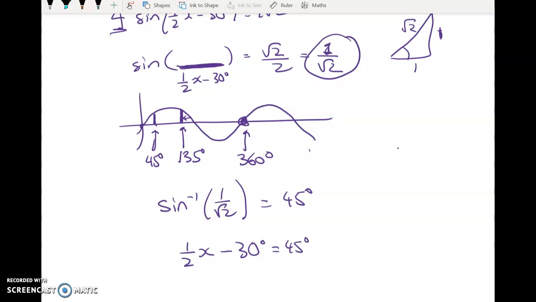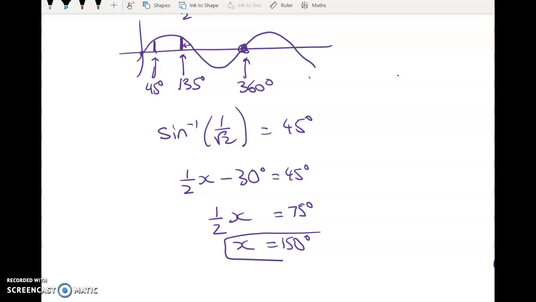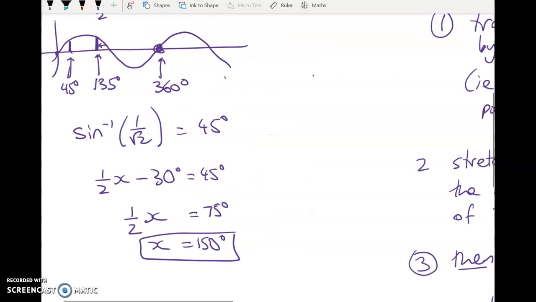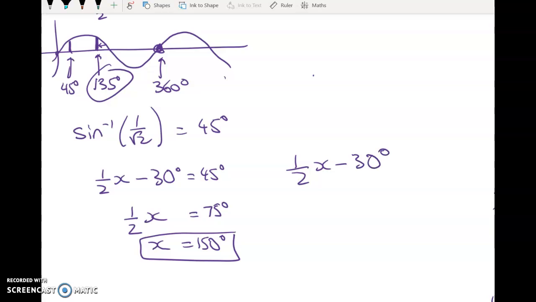We always have to be careful with our endpoints and make sure that we're getting answers that are in our range, especially when we've done some funny transformations. But in here it works just fine. We get a half of x is equal to 75, and then x is equal to 150. So that's my first solution, but don't forget we've got a second one to get, which lots of students will forget to find. And that second one in my basic sine graph is this one at 135. So we've got a half of x minus 30 degrees is equal to 135.